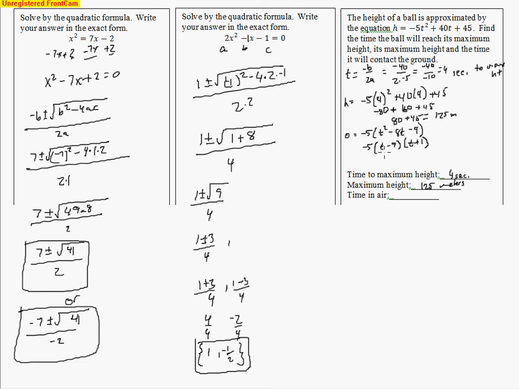So when I go ahead and solve for t, I get two answers. t is 9 and -1. Well, this is the extra answer, so I'm going to exclude that. I'm just going to go with the 9. So 9 seconds is the time in the air.